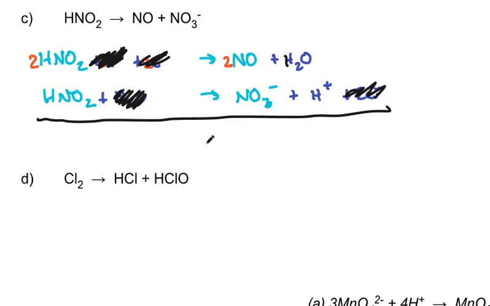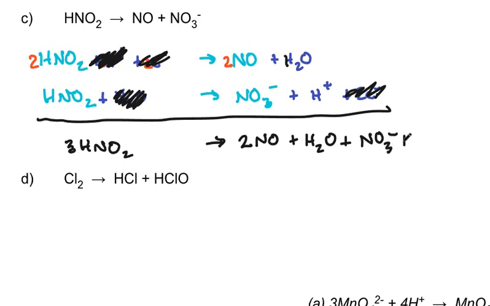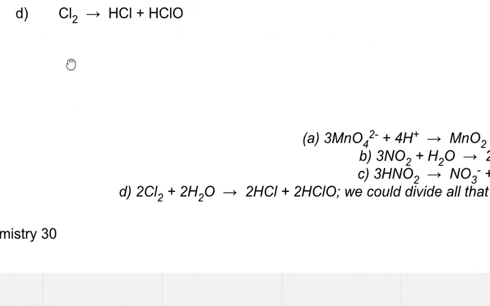So if we clean this up, 2 plus 1 is, we get the 3 thing again. I swear that doesn't always happen, but it sure is happening a lot with our examples. 2NO plus H2O plus NO3 minus, and a single lonely hydrogen ion. All right, last one.